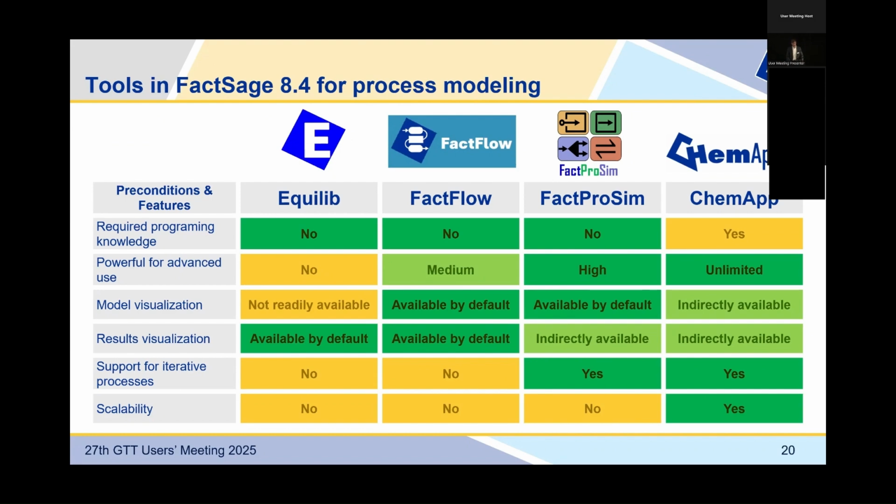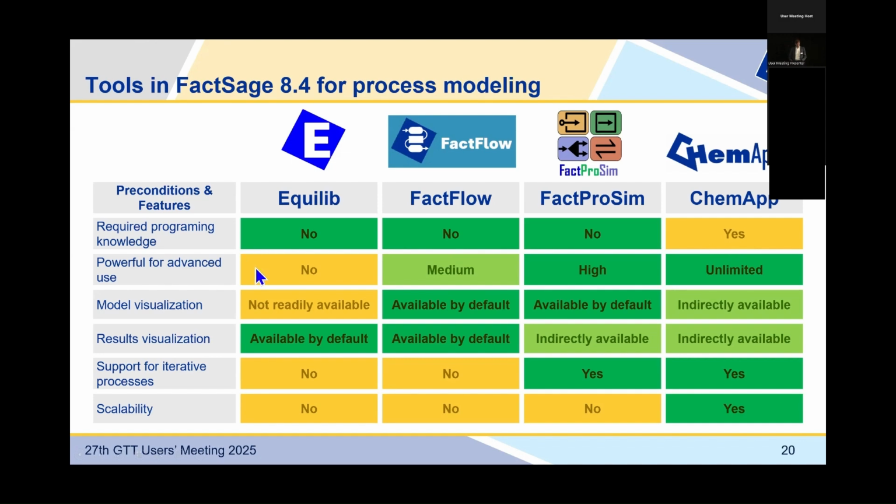And there are 3 tools, so FactSage, Equilib, the FactFlow, and the FactProSim add-on. None of these really require you to have any programming knowledge. For ChemApp, you do need some programming knowledge. As already indicated earlier, we have a nice training course for that to get you jump-started. And this is not super difficult anymore compared to how it was a couple of years ago also.